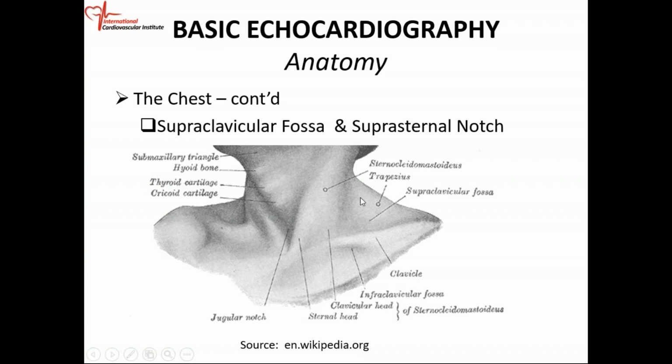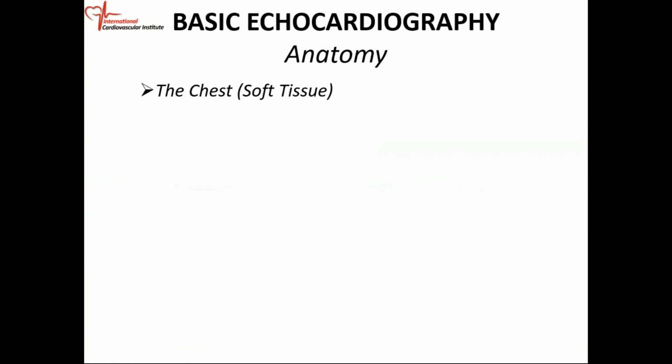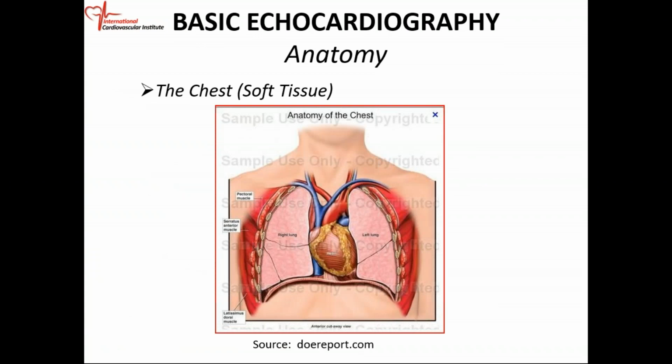So you have to be familiar with these landmarks because you're going to position your transducer probe to get an image. All right, so we look at the bony chest, and that's all you need to know about the bony chest to do echoes. Now we're looking at the soft tissue.